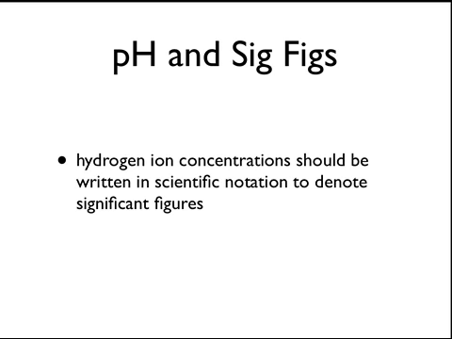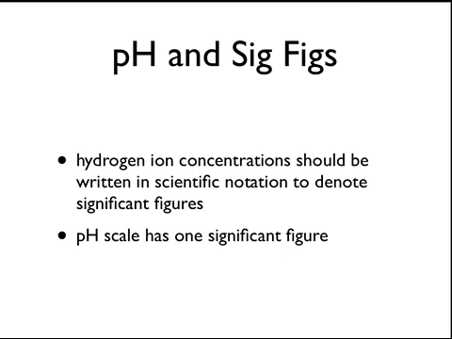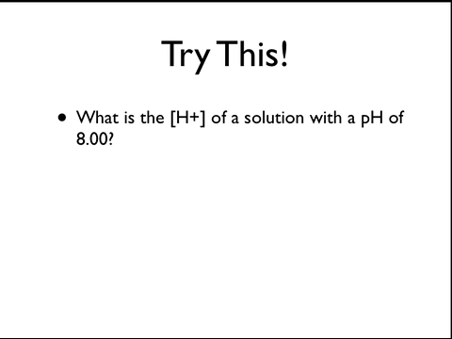Hydrogen ion concentration should be written in scientific notation to denote significant figures. The pH scale has typically one significant figure if we're looking at just whole numbers, like a pH of 1. There's also one sig fig. So let's try a problem here. What is the hydrogen ion concentration of a solution with a pH of 8?